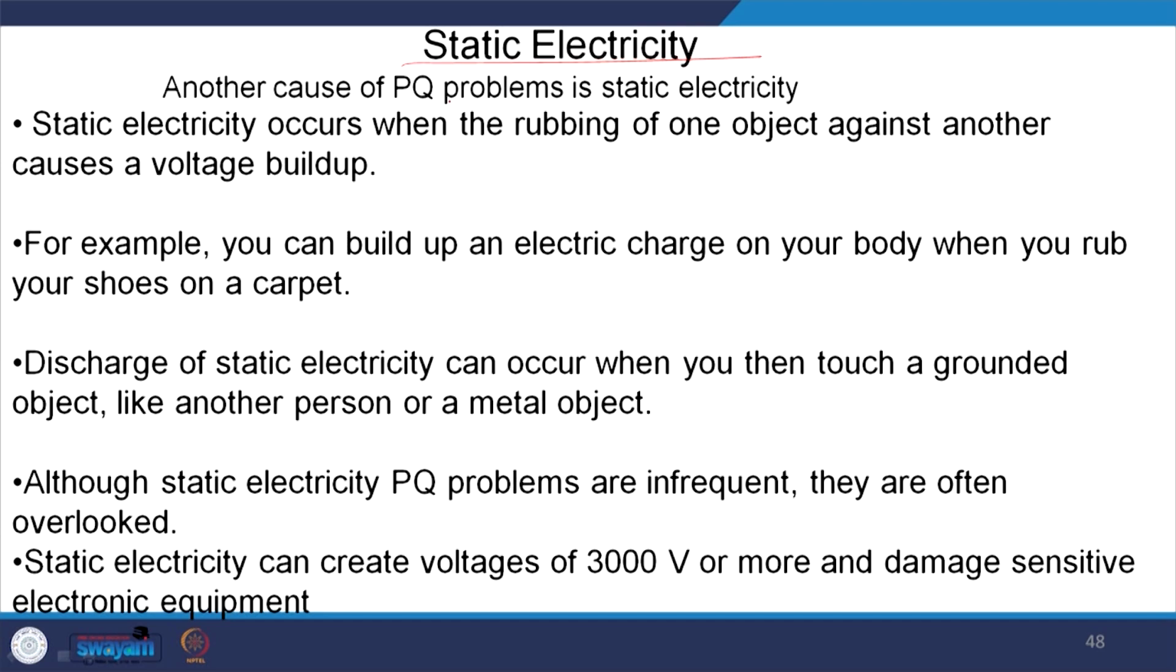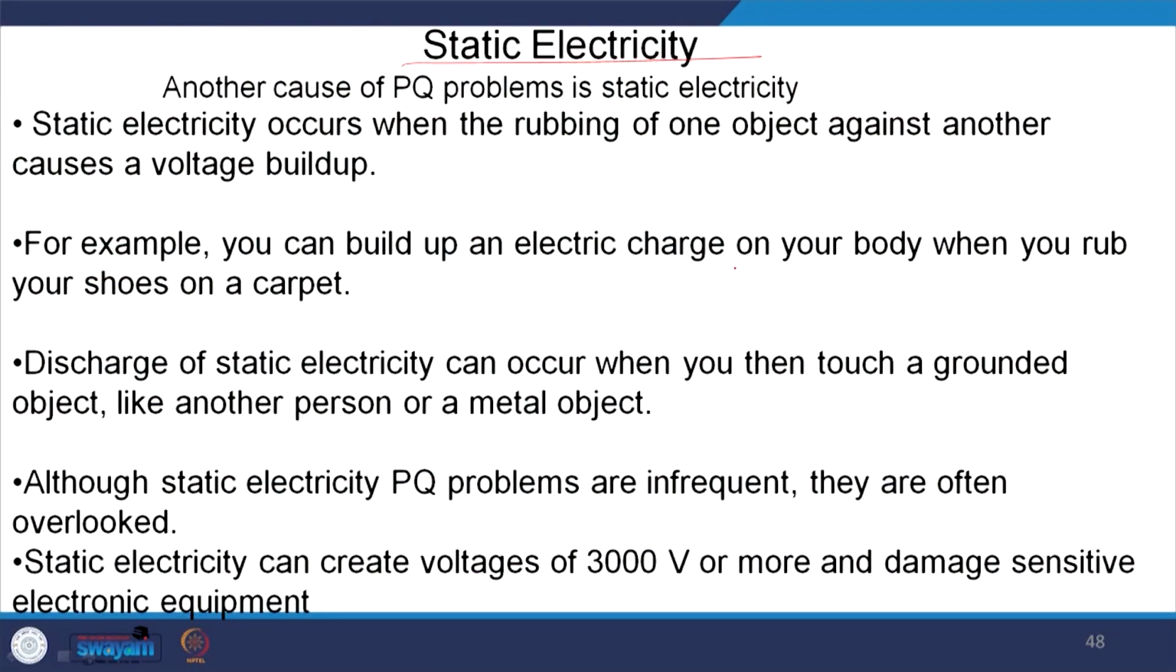So, another cause of PQ problems is static electricity. Static electricity occurs when one object is rubbed against another and sometimes causes a high voltage build-up. For example, you can build up an electric charge on your body when you rub your shoes on a carpet. Discharge of the static electricity can occur when you touch a grounded object like another person or a metal object. Though the static electricity problem is infrequent and generally overlooked, sometimes it may cause a huge problem.